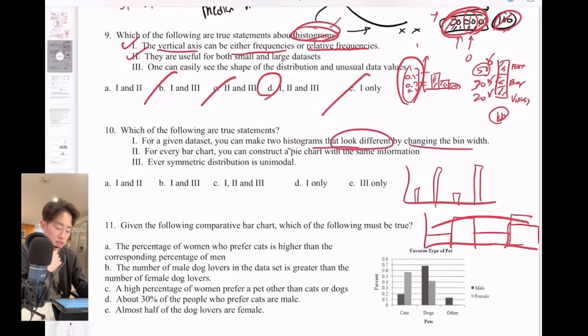That's the only thing that they said. It can definitely be possible. I mean, the shape could be told in different ways based on how you change the width for this one.